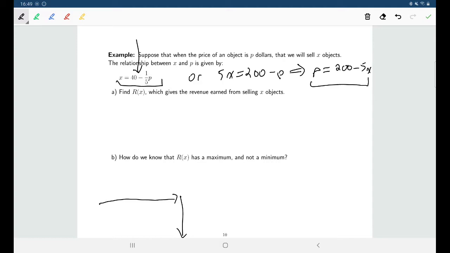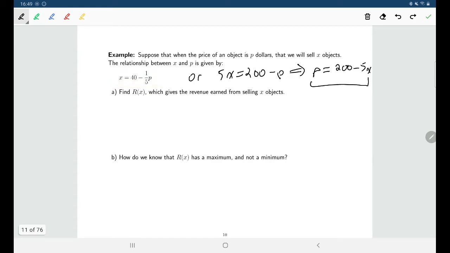And of course, the reverse is also true, that if you decrease the number of items you sell, then that means you can increase the price that you sell them at. Or the reverse is true, that if you increase the price that you're selling these things for, the less of those items you're going to sell.